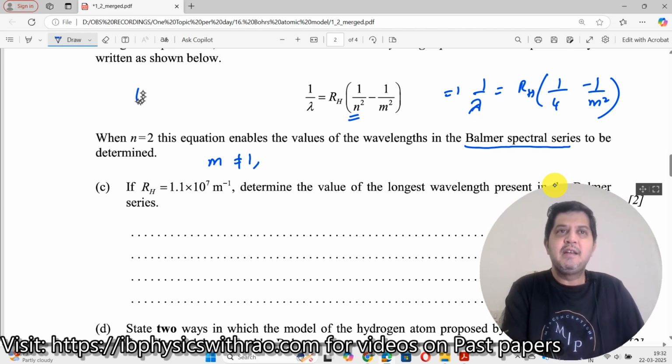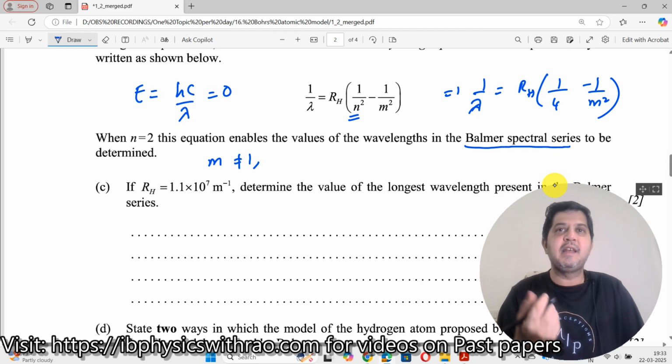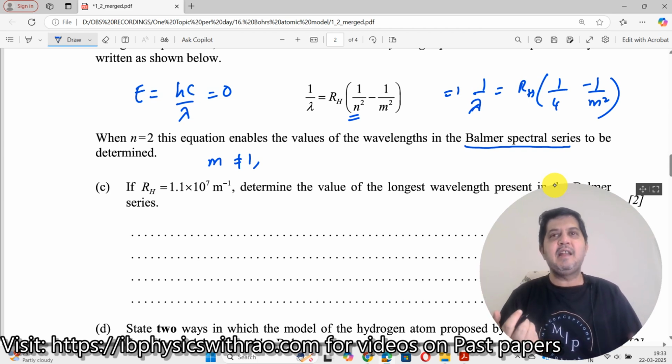Why can't lambda become infinity? Because energy of a photon is given by hc by lambda. If 1 by lambda becomes 0 over here, and I multiply this by hc, this also becomes 0. Can a photon have 0 energy? Photon cannot have 0 energy. You know why? Because it must have some energy, only then it can move with the speed of light, right?